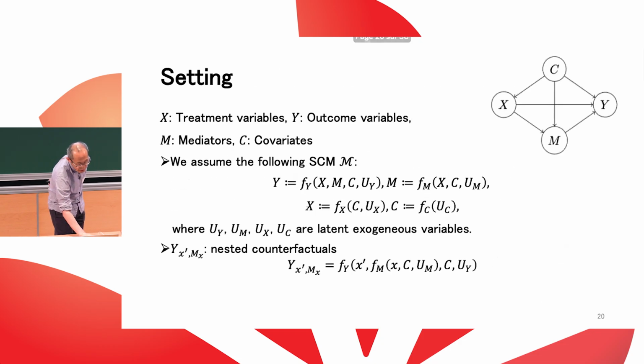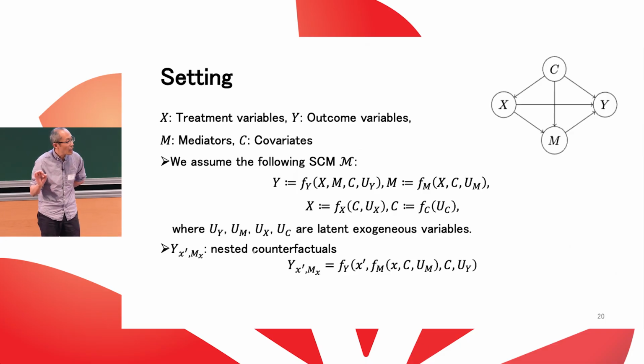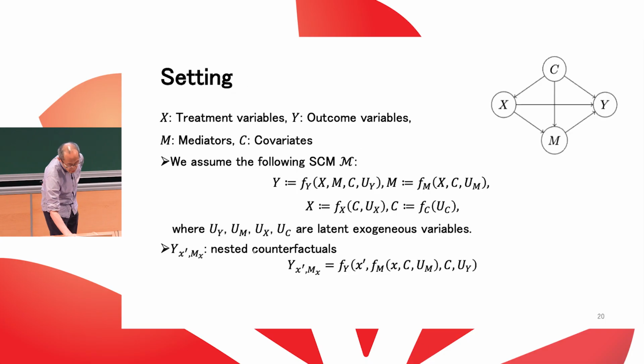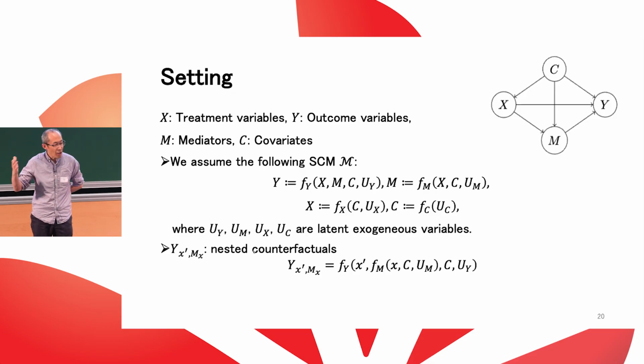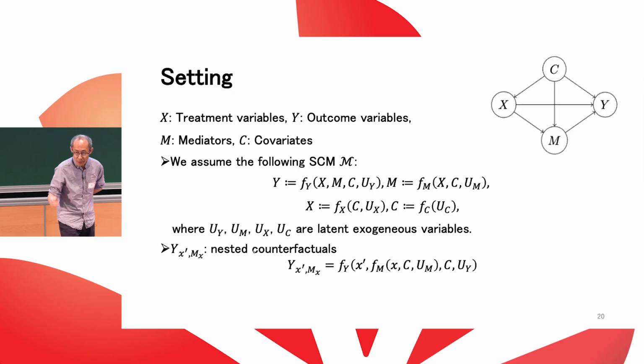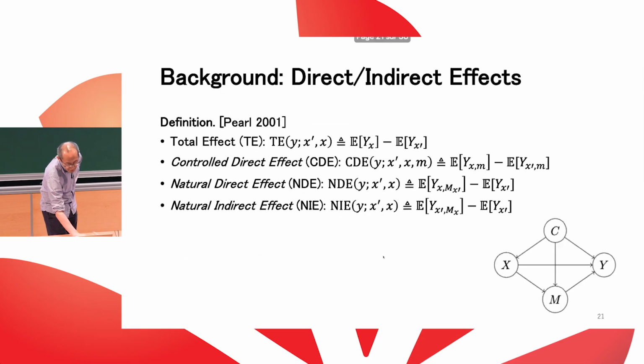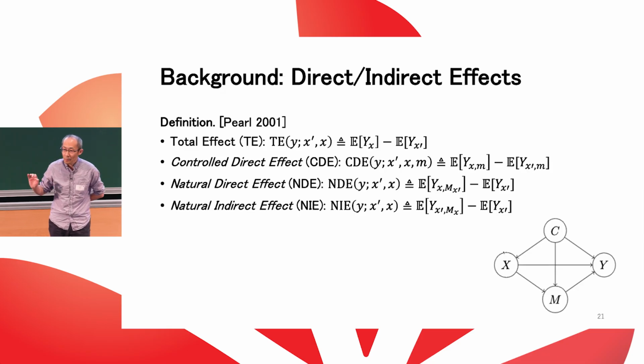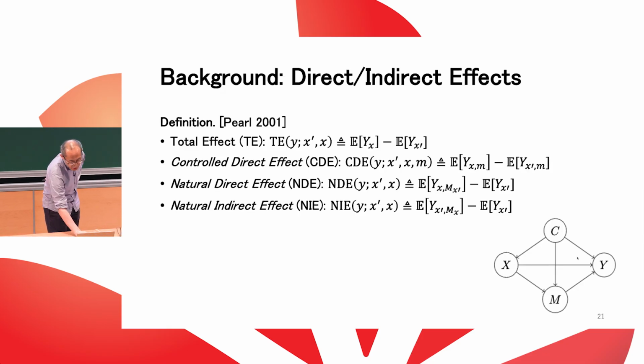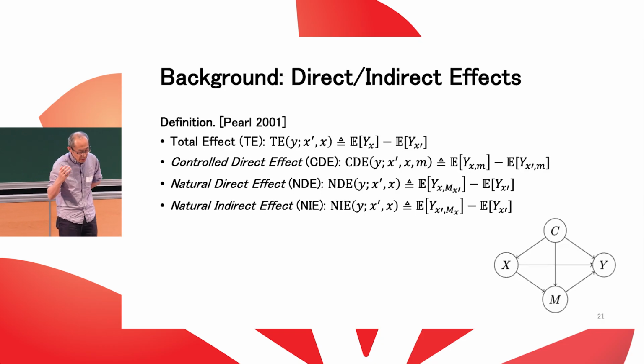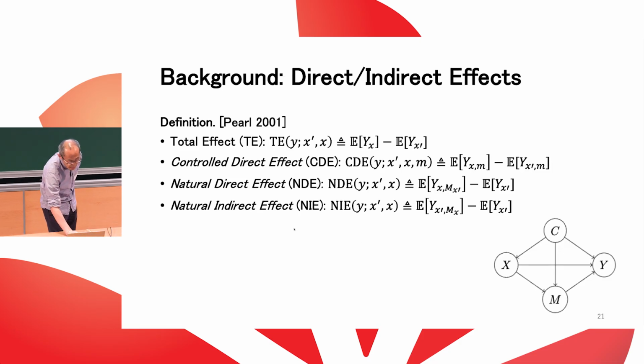This particular quantity is known as nested counterfactuals. You can formally define them in terms of the framework of structural causal models, but here I will not discuss the details. The intuition is essentially I switch x from x prime to x, but I keep the value of m to be the initial value when x had been set to x prime. And intuitively, this measures the effect through the direct path, not through m. So this is called the natural direct effect.